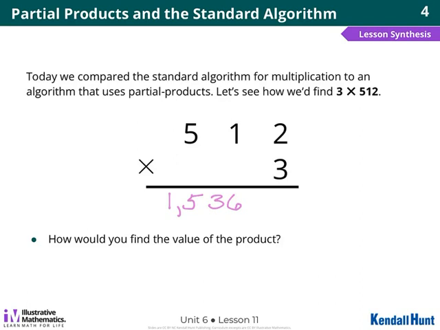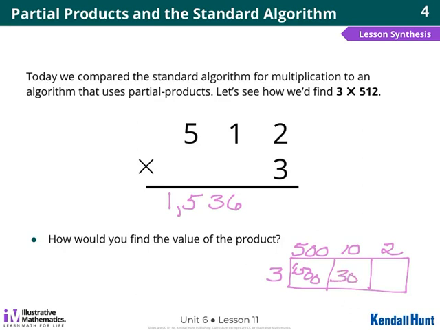Okay. First I split the number 512 in half, and I did 3 times 500, is 1,500. Okay. And then I did 3 times 10, which is 30. And then I did 3 times 2, which is 6. And then I just added all of those together, and I got 1,536. Okay, that's another way.